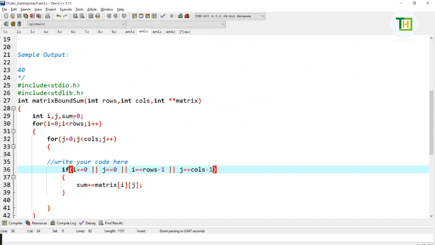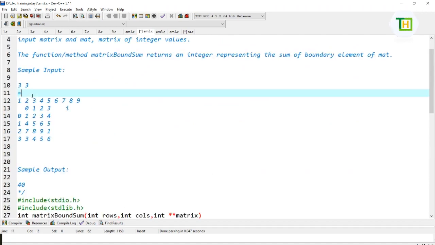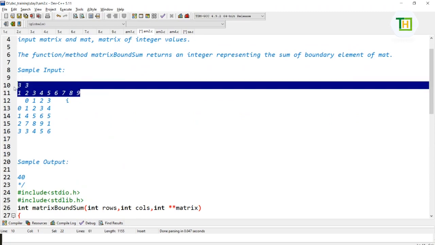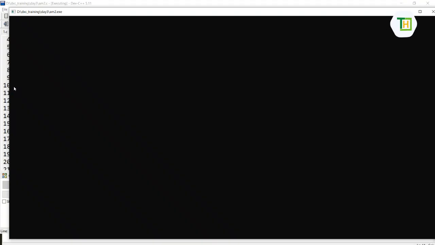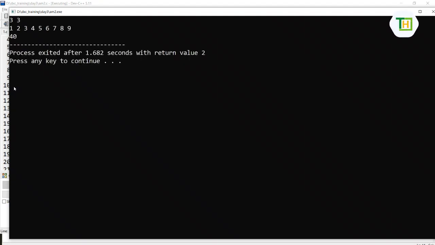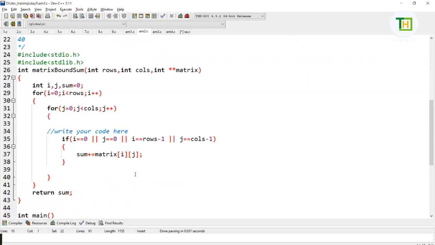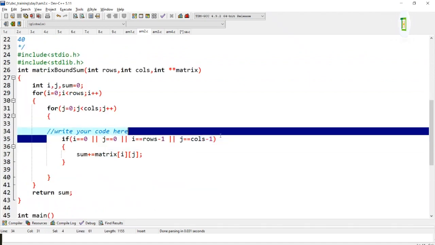For example, I'm going to take this input. If I execute it, just observe here, the answer is going to be 40. In this way, I'm going to add all the boundary values.